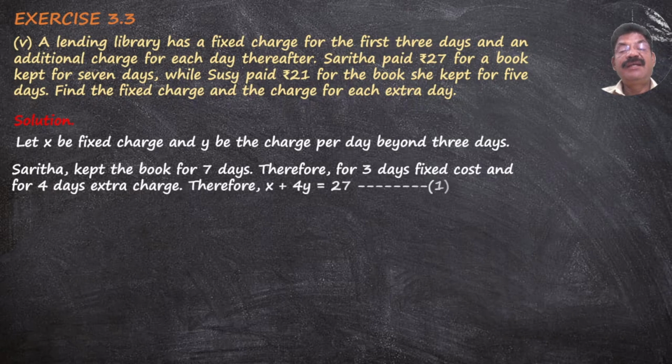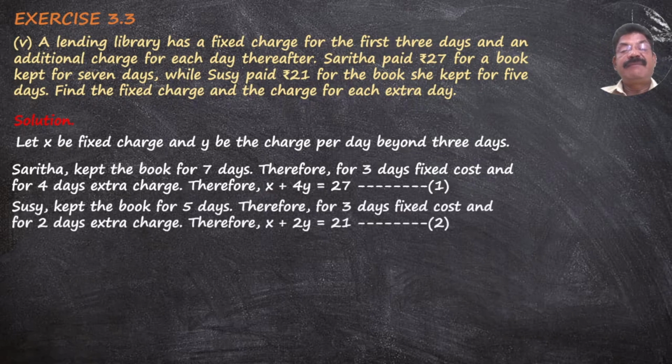So, what is given? For 7 days, she has paid rupees 27. Therefore, it is fixed charge x plus, after 3 days, she kept the book for 4 days. So, per day charge is y. Therefore, the charge is 4y. So, total x plus 4y is equal to 27. Similarly, she kept the book for 5 days. Therefore, for 3 days, the fixed charge is x and for the remaining 2 days, the cost is 2y. Therefore, the total charge is x plus 2y is equal to 21.